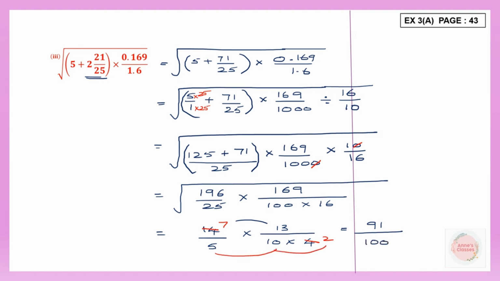91 by 100. Now, if we have to convert this to a decimal number, we write 91. We look at the denominator. There are two zeros. That means the point has to move two places to the left and come here. So what is our final answer? 0.91. The final answer here is 0.91.